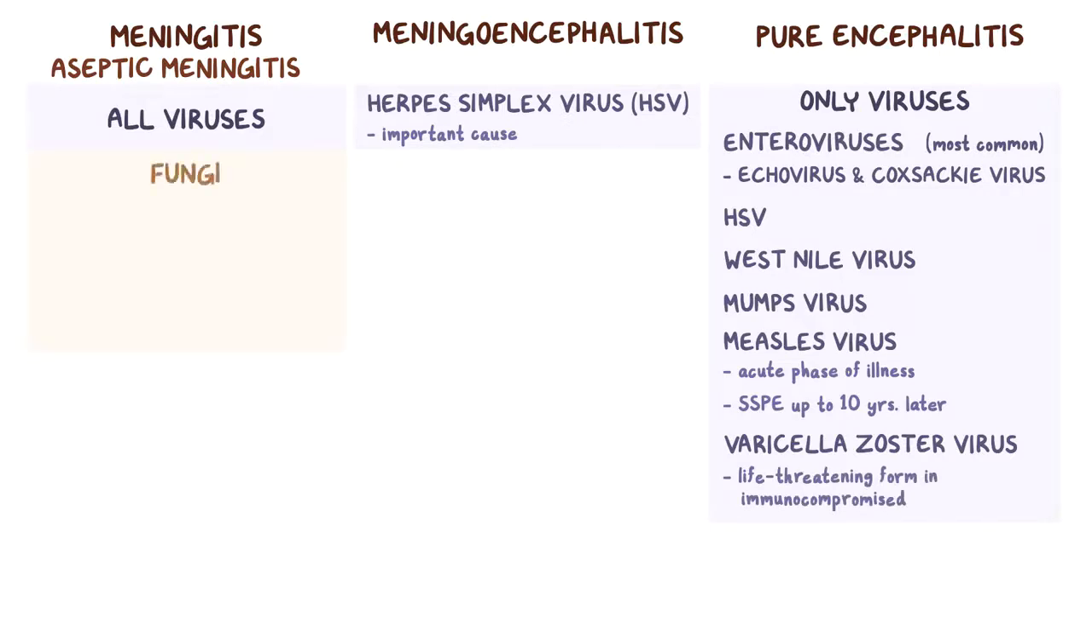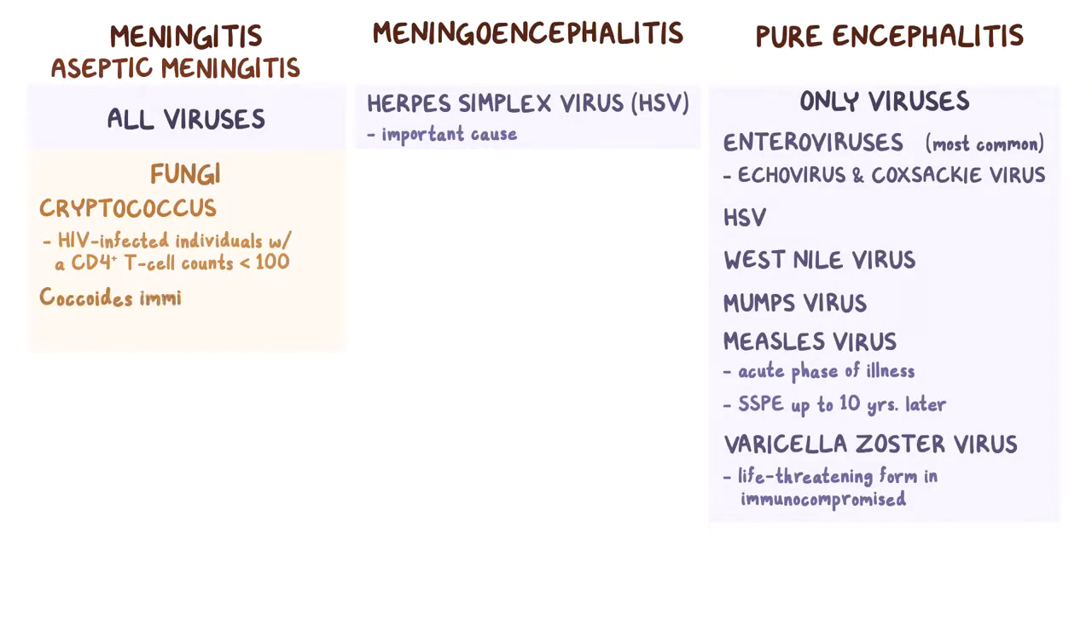When it comes to fungi, Cryptococcus is an important cause, particularly in HIV-infected individuals with a CD4-positive T-cell count below 100. Additionally, Coccidioides immitis is a potential cause of fungal meningitis, especially in the southwestern United States.